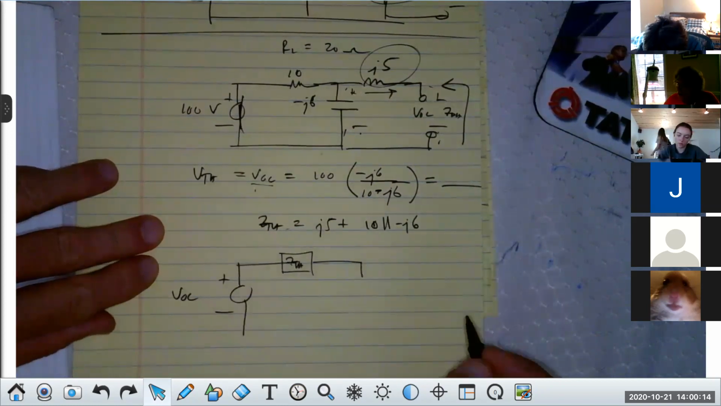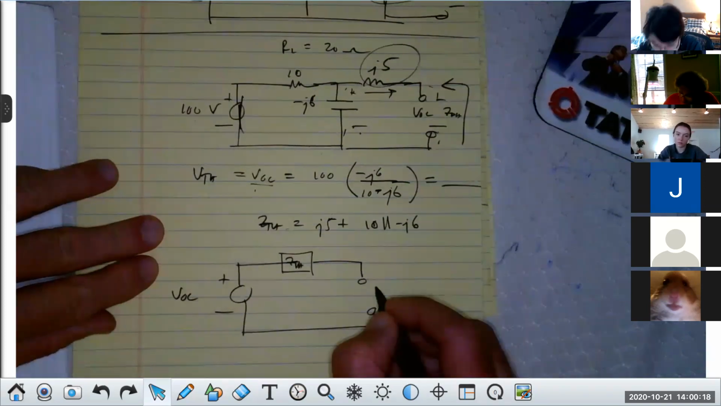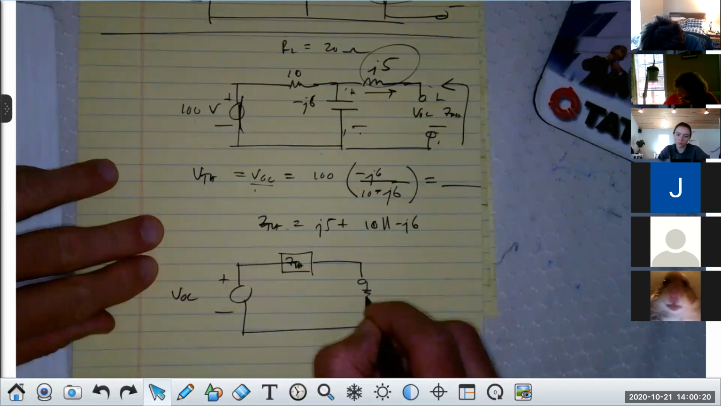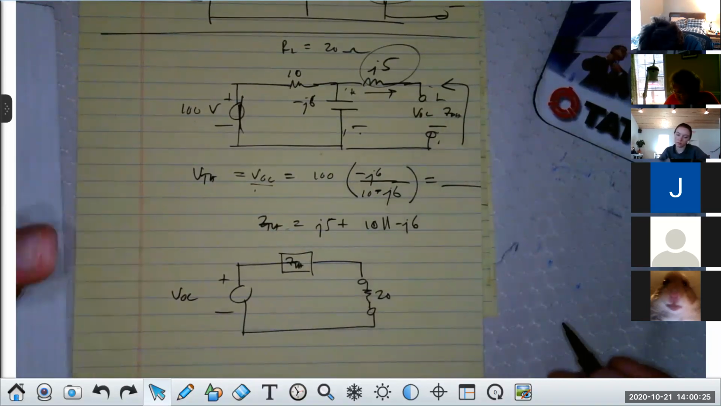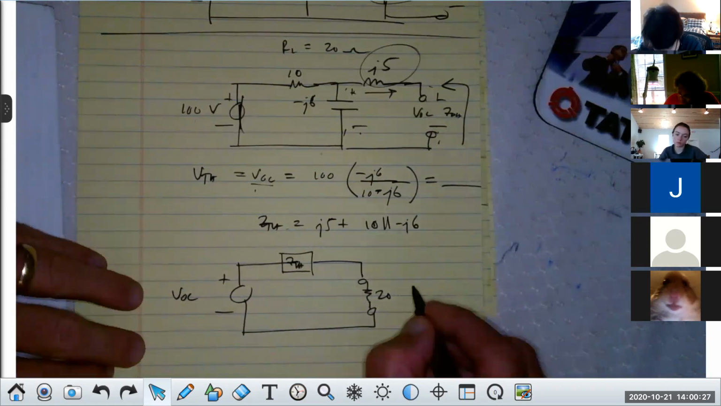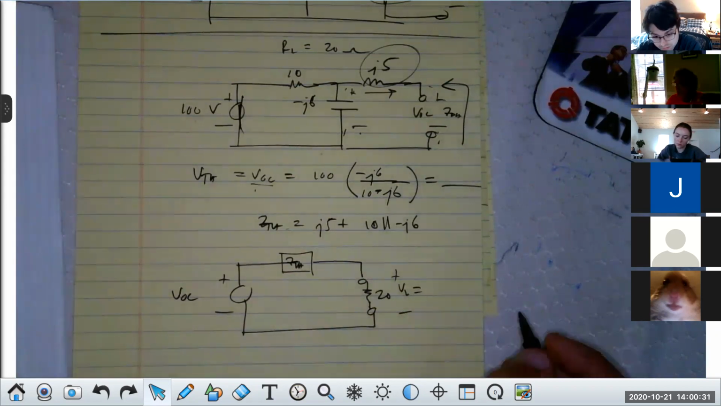Then you reattach the load. So the load looks like, I'm going to reattach it here. And that load was simply 20 ohms, right? Yes. Now, I'm going to ask for several things. First thing I'm going to ask for is the voltage across that. Remember, this is going to be a peak voltage across it, right?